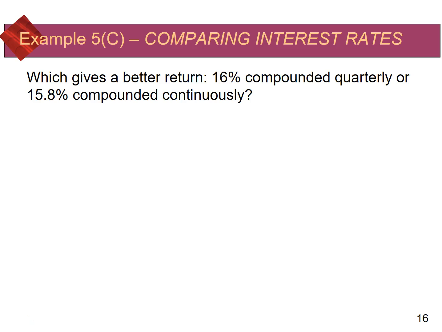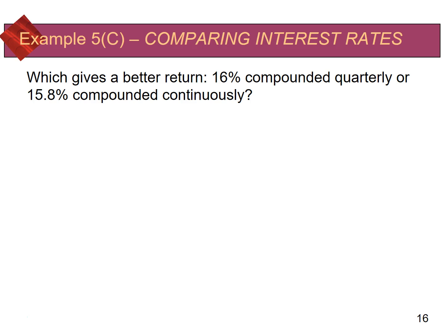So, for an example, which gives a better return? 16% compounded quarterly or 15.8% compounded continuously? Now, under most circumstances, if the percentages are different, it's going to favor the higher percentage, no matter how many times you compound it. But since here we're talking about basically a 0.2% difference, the number of times it's compounded might have enough of an effect on the overall application of the interest to make it noticeably more than having a higher percentage rate.